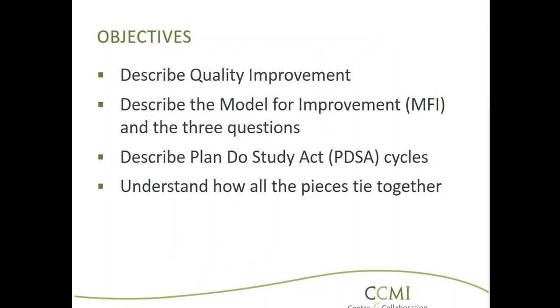So the objectives for today are to describe quality improvement, describe the model for improvement, which is a key improvement strategy that is used very widely throughout the world, describe plan, do, study, act cycles, which is part of the model for improvement, and understand how all of these pieces fit together so that you can design a quality improvement initiative that will be effective and likely to succeed.